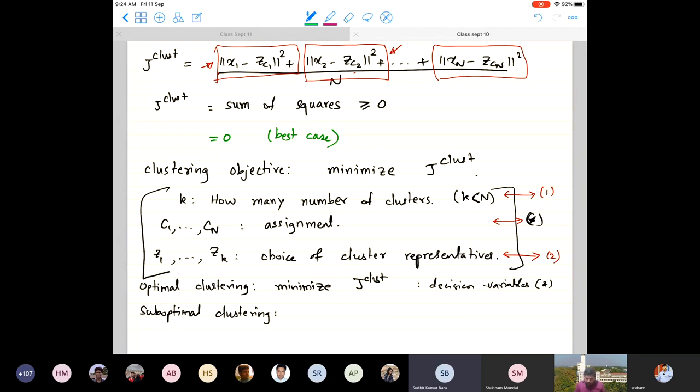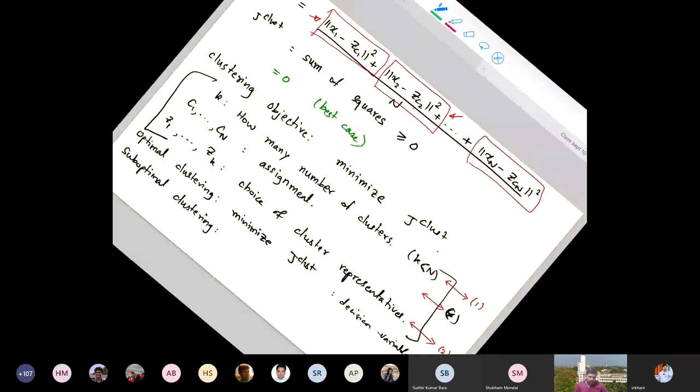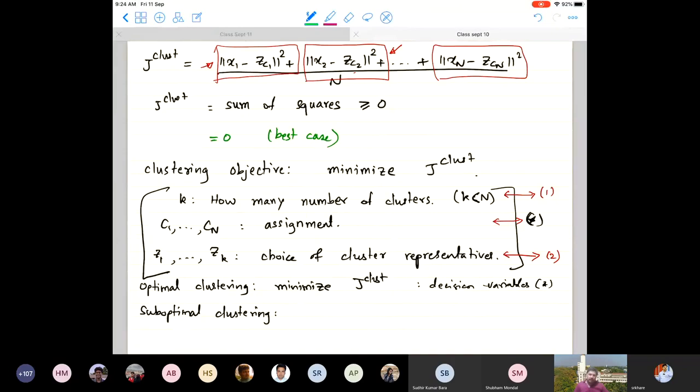In the first place, the way I have described it so far, I have not told you how to choose zC1. I'm just telling you how the cost function or the clustering objective behaves with respect to different sets of these decision variables. That's what we are doing. I have fixed z1, z2, zk. How I make a choice of z1, z2, zk, I have not yet told.